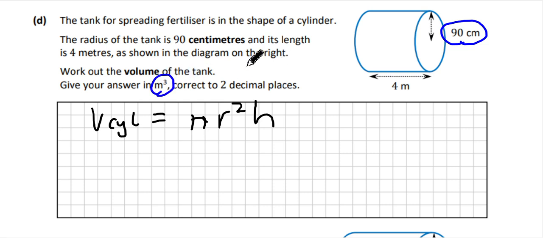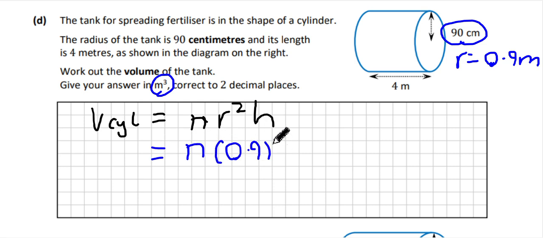And the answer is given in meters cubed. So change that to 0.9 meters, because you have to divide by 100 to turn it into meters. Then fill in your equation. Pi times 0.9 squared. I think O is going to give me the calculation in a second, I'm hoping. Either O will do.